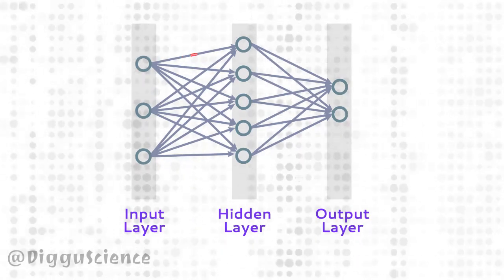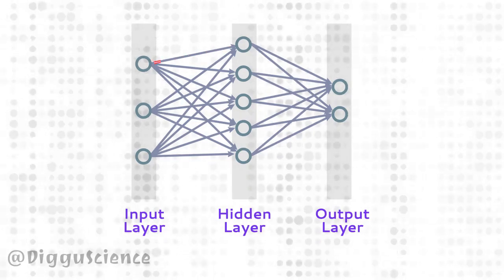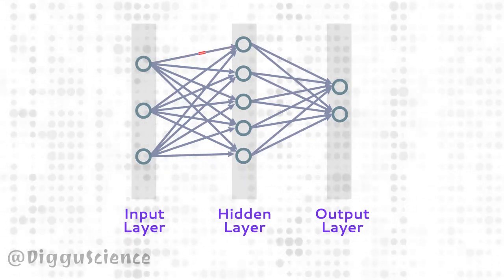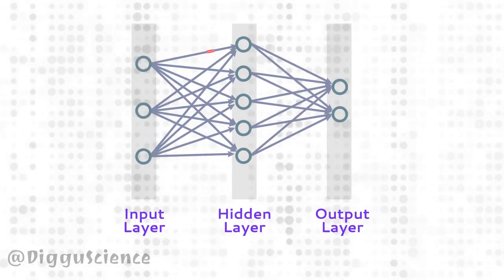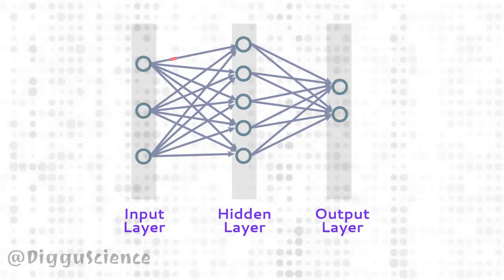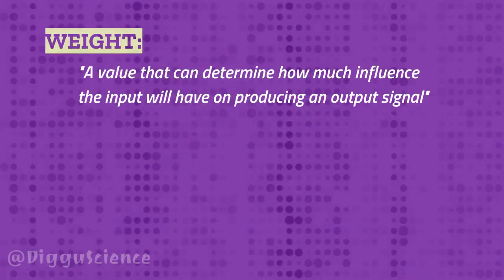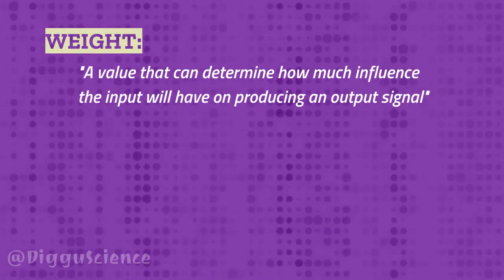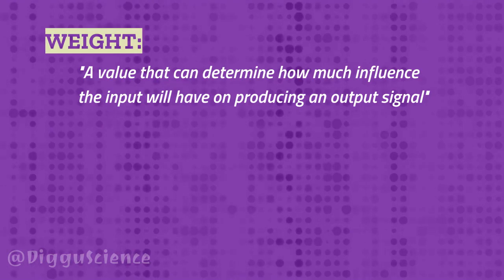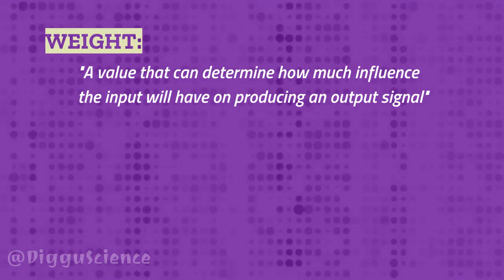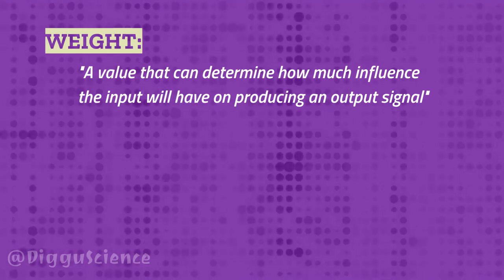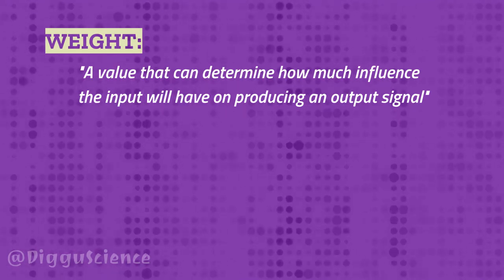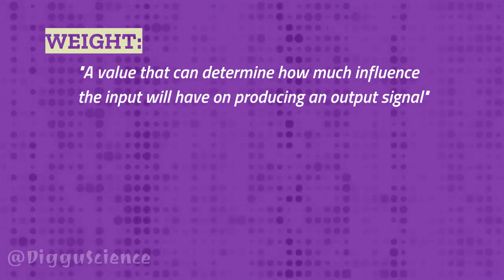So, when a signal propagates from one node to another node, this signal will experience strengthening or weakening by a certain value, which is known as weight. In simple language, weight is a value that can determine how much influence the input will have on producing an output signal. Thus, the weight controls the strength of the signal connecting to nodes.